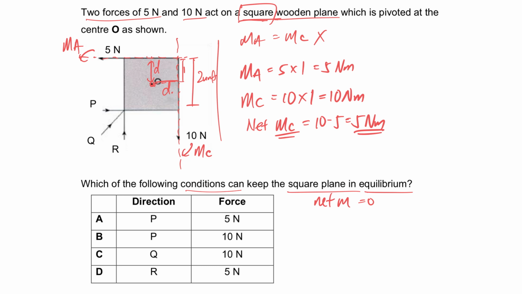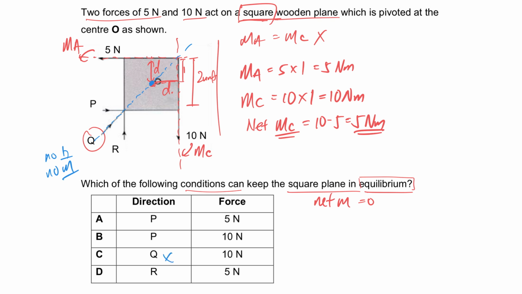So now, what's another force? You just need one more force in order to keep it in equilibrium. All right, so firstly, let's eliminate one of the options, Q, first, because Q will not create a moment. And what's the reason? Because the line of action of the force passes through the pivot point. There's no perpendicular distance, so no moment created. So Q definitely, if you apply a force in that position, in that direction, it will not cause the square wooden plane to actually rotate. So Q is out already.